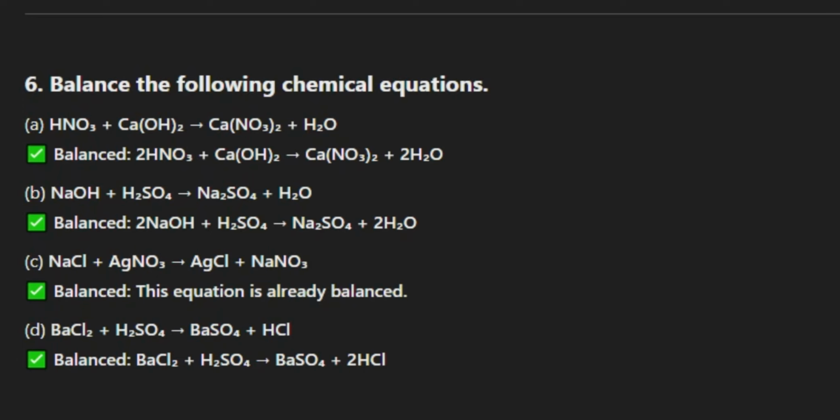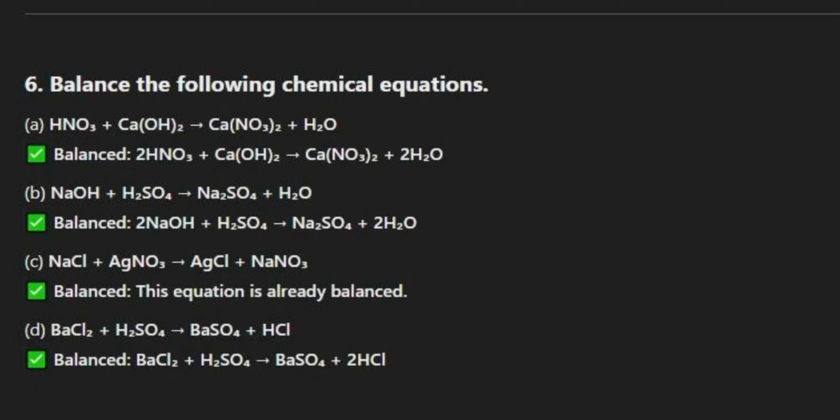6. Balance the following chemical equations. A. HNO3 plus Ca(OH)2 to Ca(NO3)2 plus H2O. Balanced, 2HNO3 plus Ca(OH)2 to Ca(NO3)2 plus 2H2O. B. NaOH plus H2SO4 to Na2SO4 plus H2O. Balanced, 2NaOH plus H2SO4 to Na2SO4 plus 2H2O.